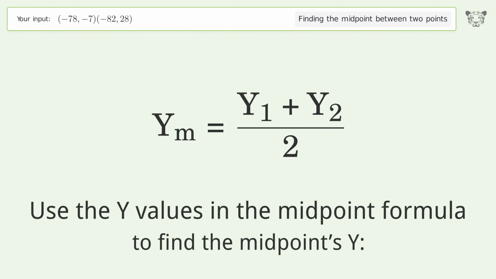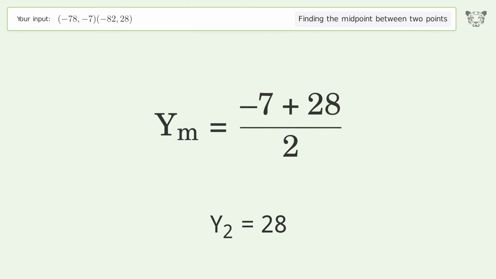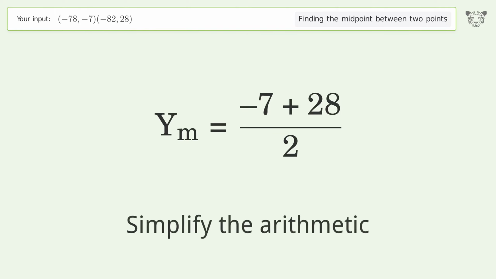Use the y values in the midpoint formula to find the midpoint's y. y1 equals -7. y2 equals 28. Simplify the arithmetic.